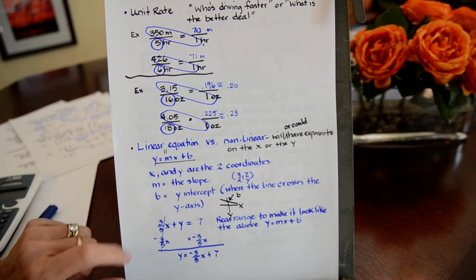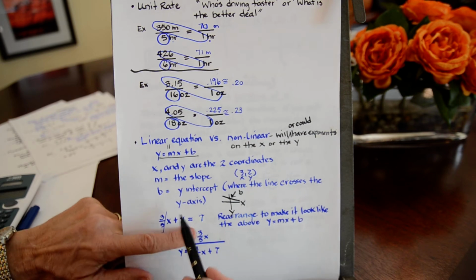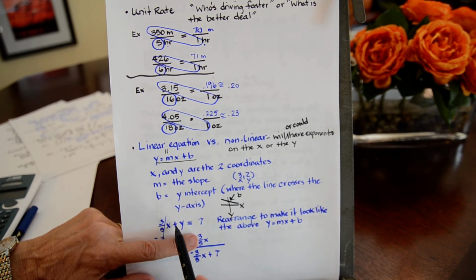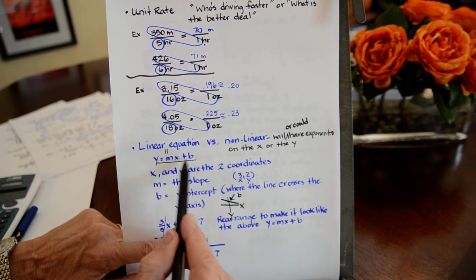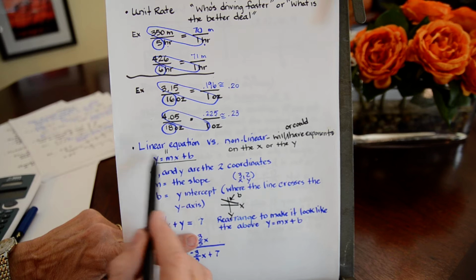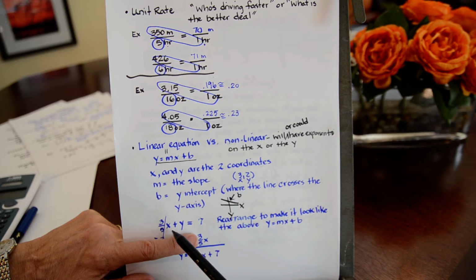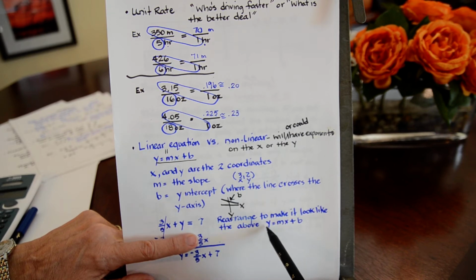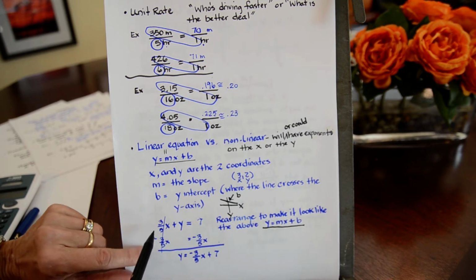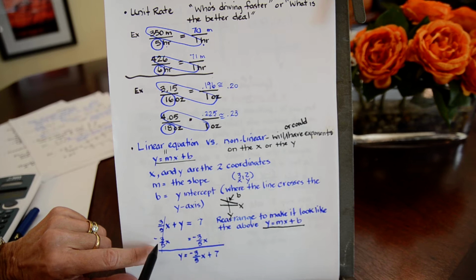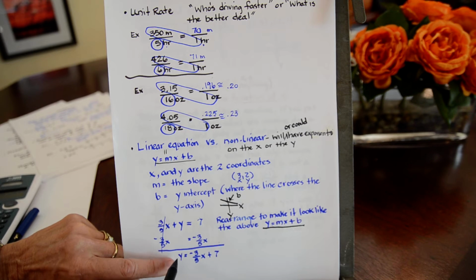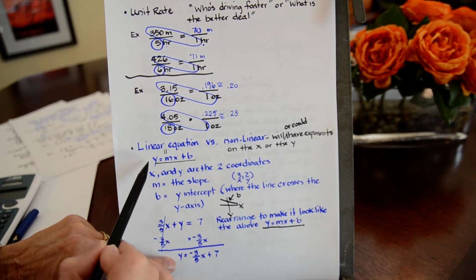All right, so if we look at an equation and it says 3/5 x plus y equals 7, this does not look like that. We want the y by itself on the left, and we want everything else on the other side. So we need to rearrange this to make it look like the above, mx plus b. So I want to move the 3/5 x over to the other side. So I do that by subtraction, do it to both sides. That cancels out, leaving me just the positive y, so that much looks alike.